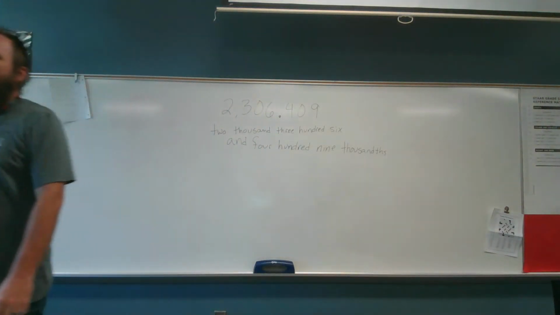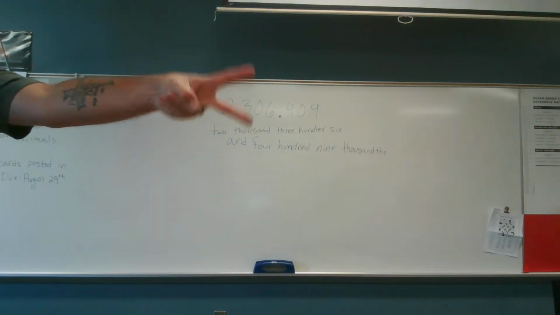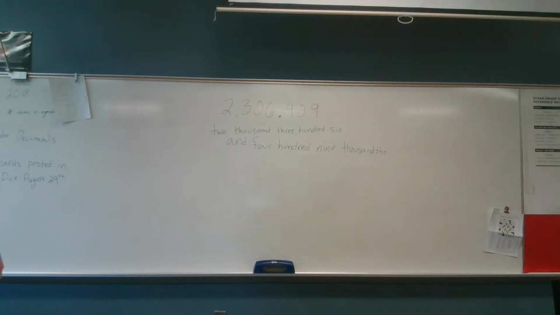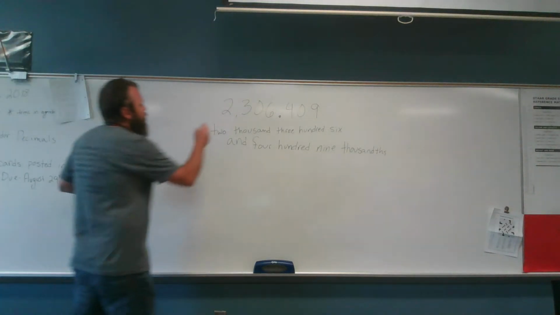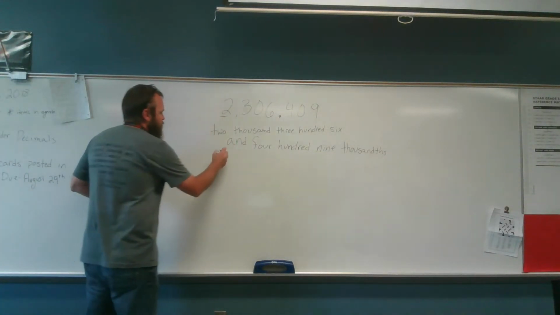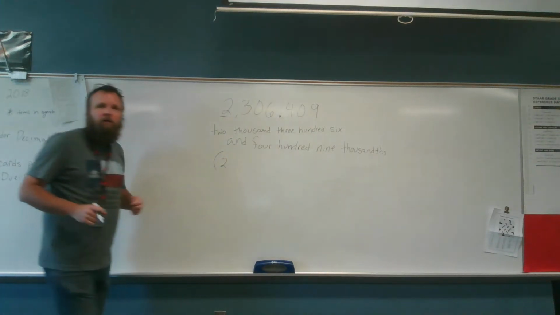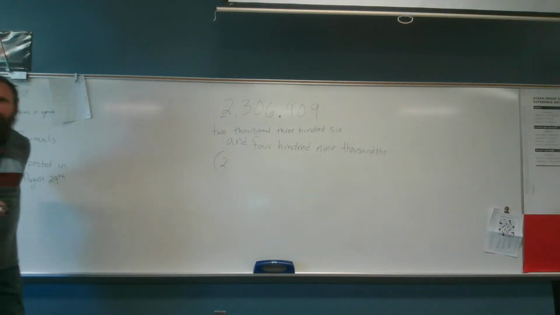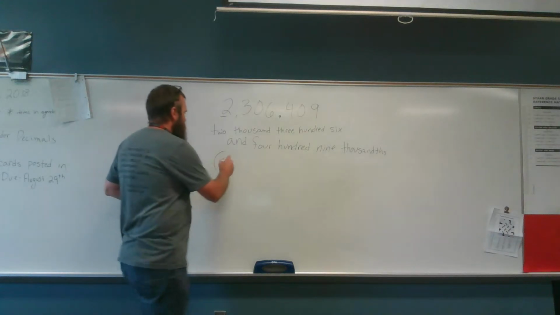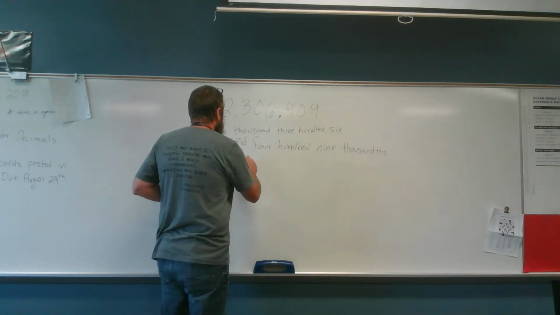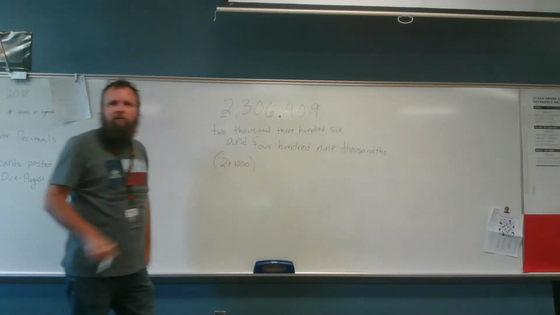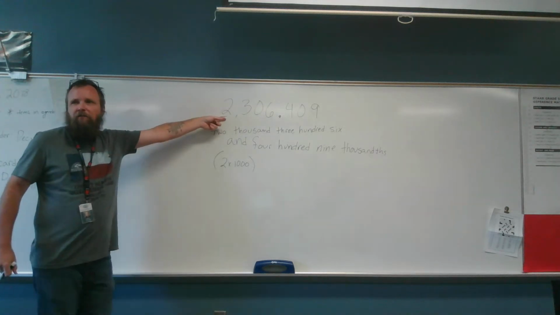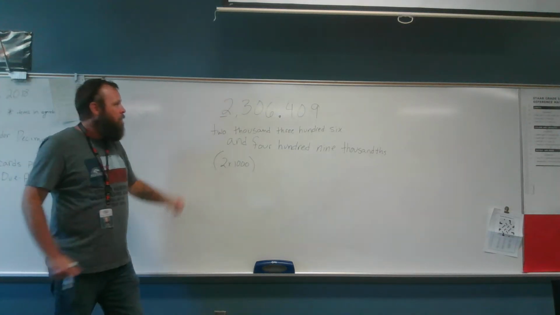Now we have to do expanded form. You can do expanded form in 2 different ways. All right, we're going to look at the first number. The first number is the number 2. What place value is it in? Thousands. So 2 times 1,000 equals what? 2,000. So the value of that number is 2,000.